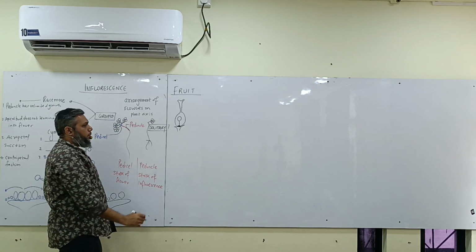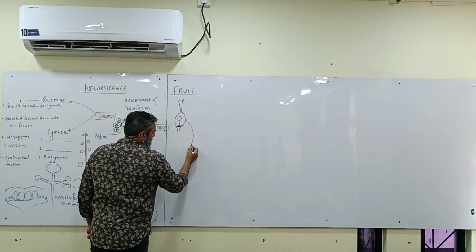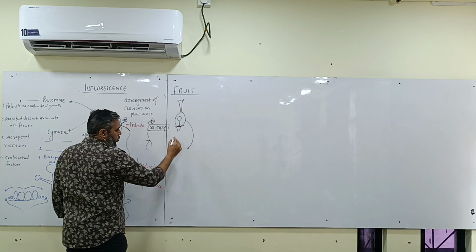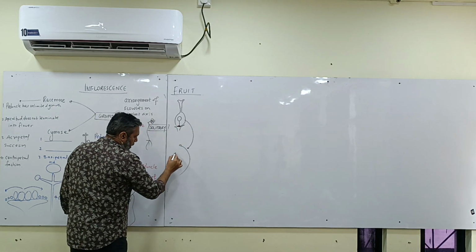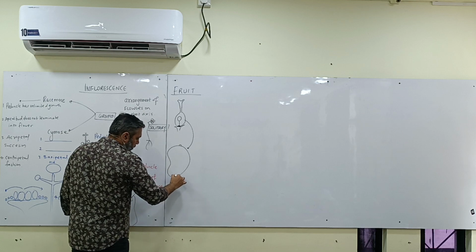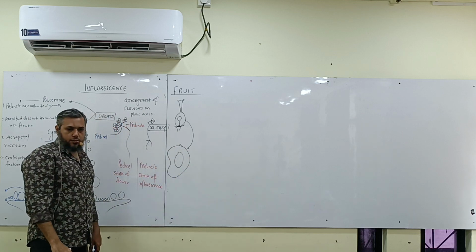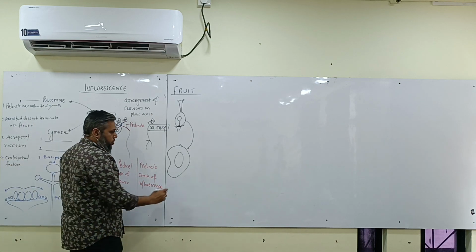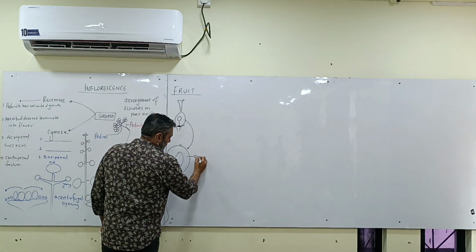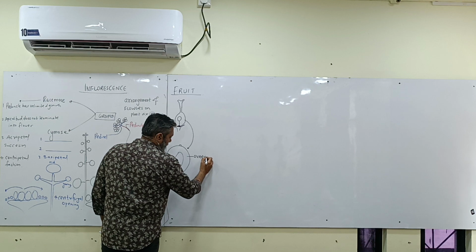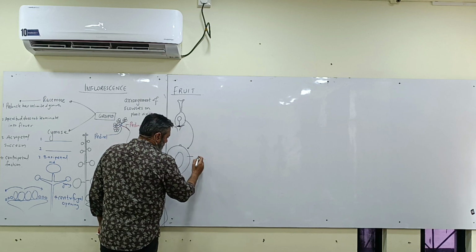Correct? Then you remember double fertilization? Yes. After double fertilization, this ovary will change into the fruit and the ovule will change into a seed. So this ovary, can I say, I'm sorry, what should I label this? Fruit.